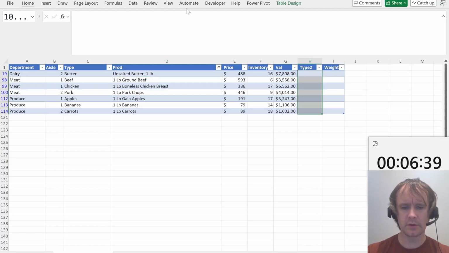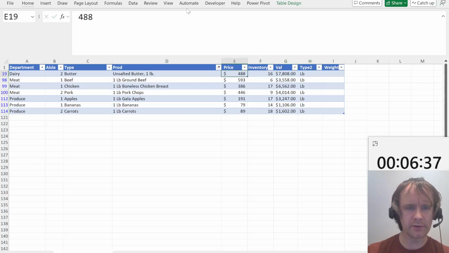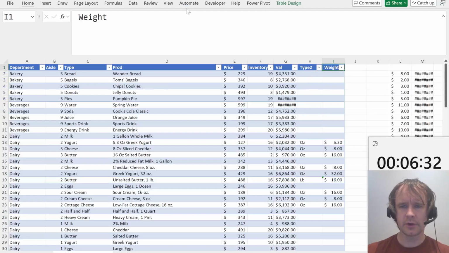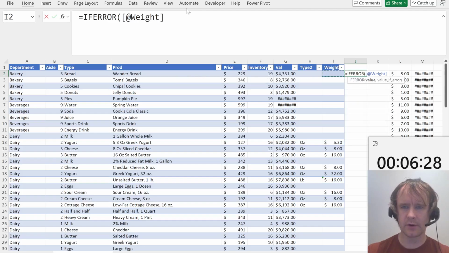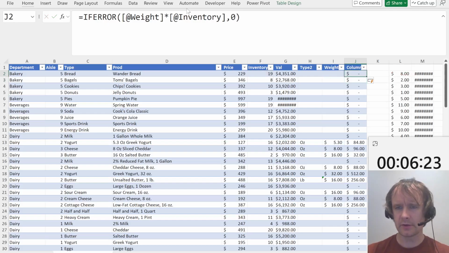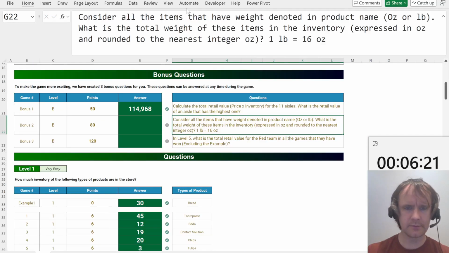So then LB, and they're actually, in fact, all 1 pound, so I'm just going to type in 16. Shocking form, but anyway. Okay, so then if error, weight times the number in the inventory, then 0. So I think the answer is that.